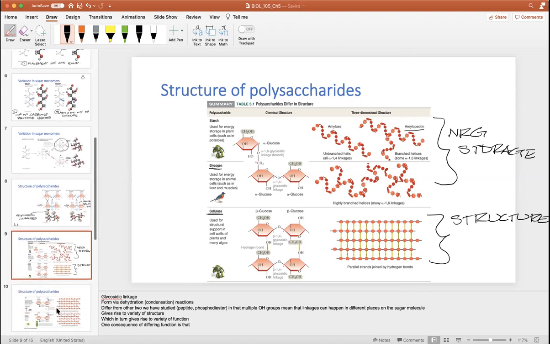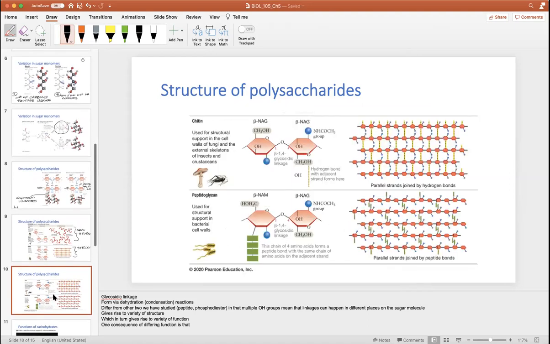All right, let's look at another example. Chitin. You may have heard of this before. This is the stuff that makes up exoskeletons in insects and sometimes in fungi. Some of their cell walls have chitin in them. Again, you can tell that this is a structural carbohydrate because it is a mesh-like structure.